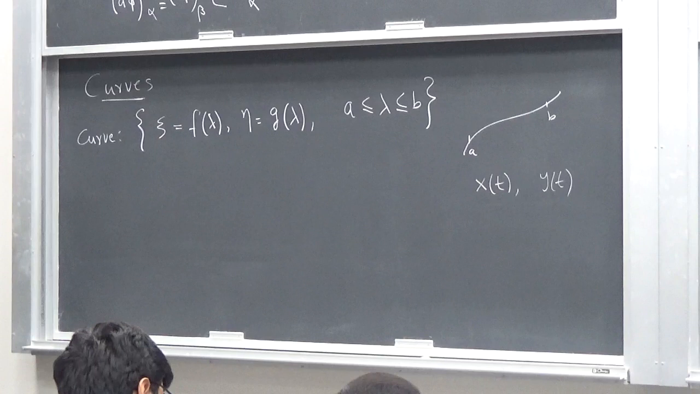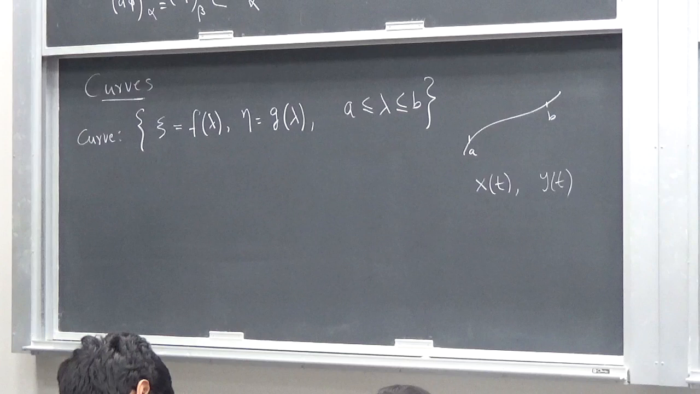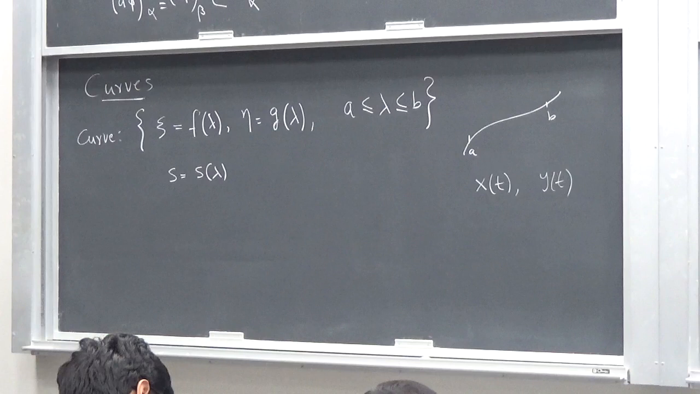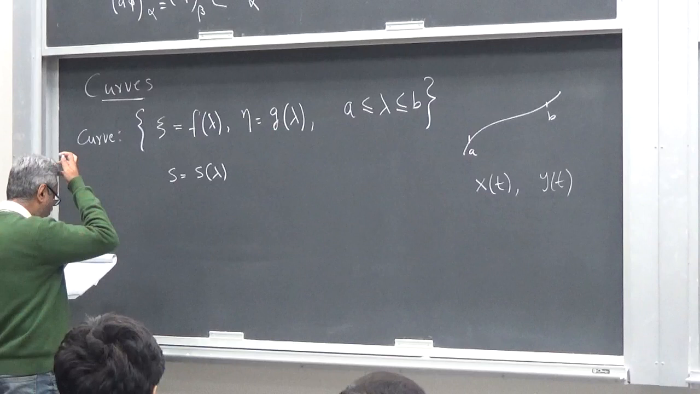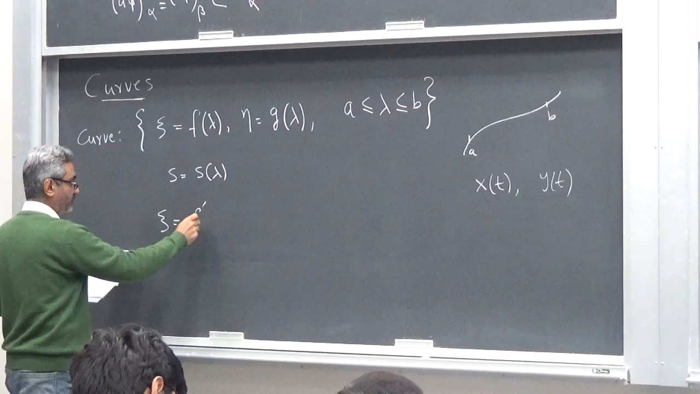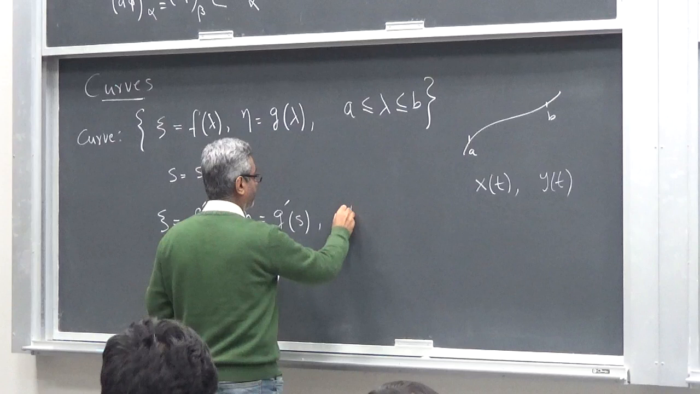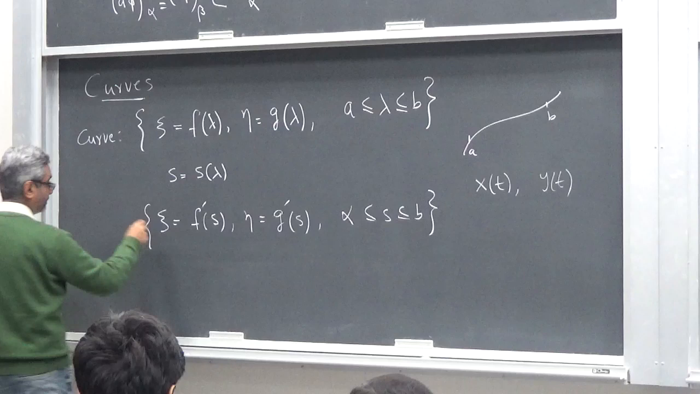And so, now if we change the parameter, let's say instead of lambda we use s, of course we should be able to write s as a function of lambda, right? And so what will happen? You'll get some new function. This is not a derivative, this is a new function, prime. And so eta, some new function g of s, and so there's going to be alpha as b. Now, this is the same path, but technically we'll call it a different curve.